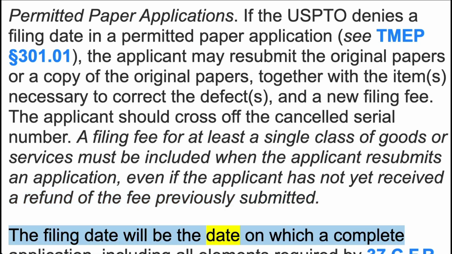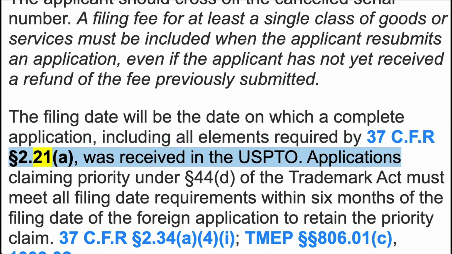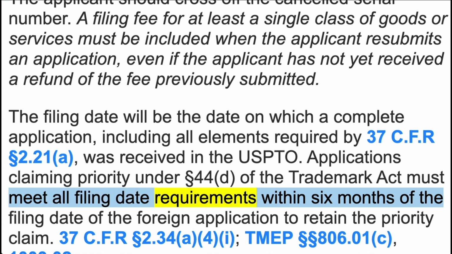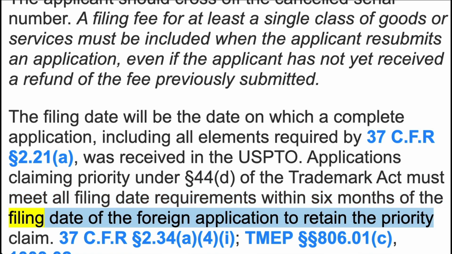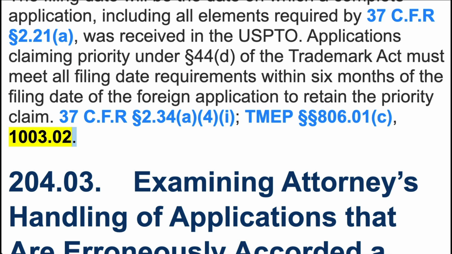The filing date will be the date on which a complete application, including all elements required by 37 C.F.R. Section 2.21(a), was received in the USPTO. Applications claiming priority under Section 44(d) of the Trademark Act must meet all filing date requirements within 6 months of the filing date of the foreign application to retain the priority claim. 37 C.F.R. Section 2.34(a)(4)(i). TMEP Sections 806.01(c), 1003.02.